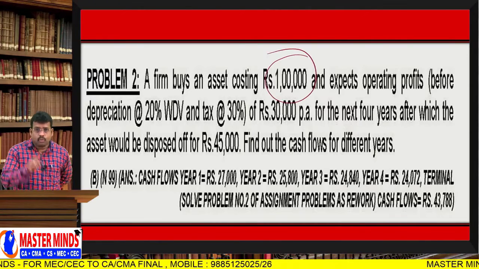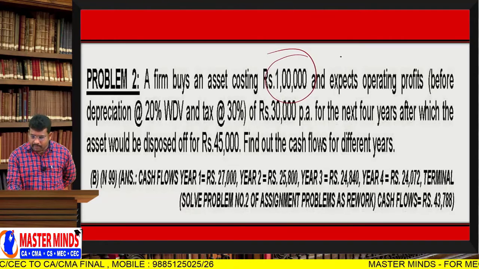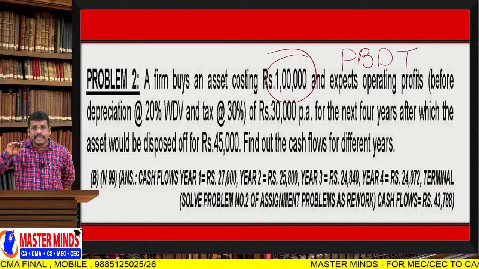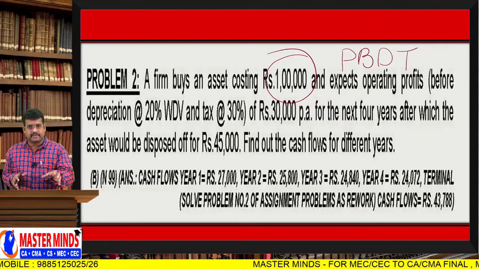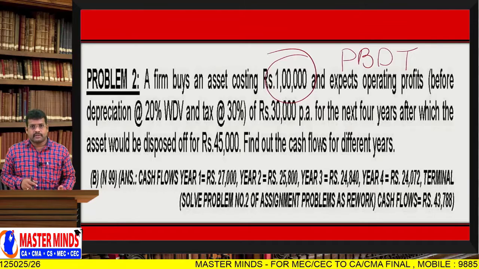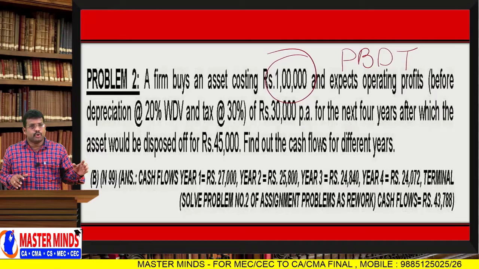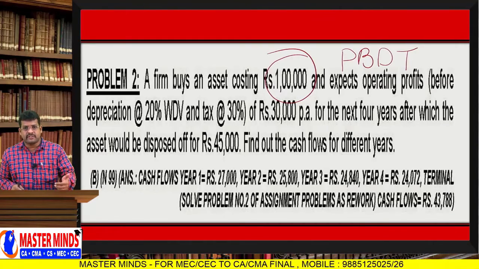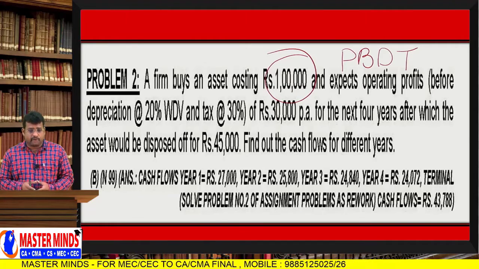A firm buys an asset costing 1 lakh rupees. That is the investment. It expects operating profit. Operating profit means what profit? Profit before depreciation and tax, PBDT. From the sales revenue, if you deduct operating expenses, whatever profit is left to you is called operating profit. How do you get the operating profit? Yesterday I showed the format, right? From sales, you deduct variable cost, you get the contribution. From the contribution, deduct fixed cost, you get the PBDT. That is called operating profit.